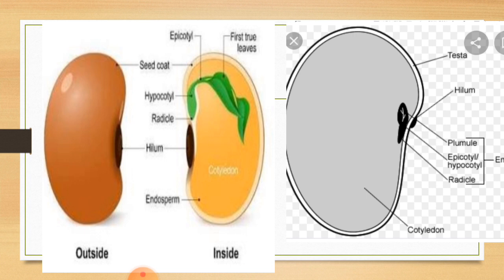Food storing tissue of a seed is the endosperm. In these seeds there is a food storing tissue known as the endosperm, which stores food. In flowering plants, it is produced as a result of double fertilization.